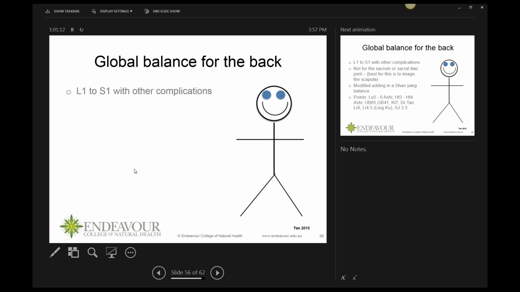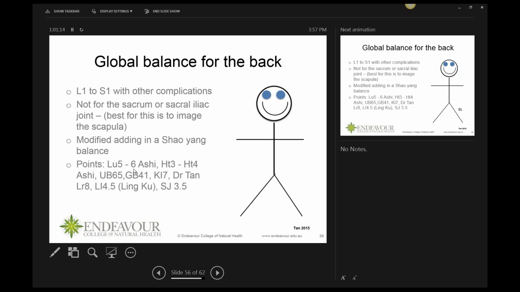He said it doesn't really work for the sacrum or the sacroiliac joints. The best way for sacral problems is to actually image the scapula. Particularly if it's the sacroiliac joint, around that small intestine 14 type of area. If the pain is lateral, then go through all those rotator cuff muscles of the scapula. And if it's lateral again, then go lateral.